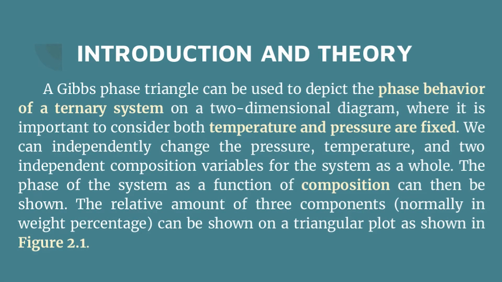For introduction and theory, a Gibbs phase triangle can be used to depict the phase behavior of a ternary system on a 2-dimensional diagram, where it is important to consider that both temperature and pressure are fixed. We can independently change the pressure, temperature, and 2 independent composition variables for the system as a whole. The phase of the system as a function of composition can then be shown. The relative amount of the 3 components, normally in weight percentage, can be shown on the triangular plot as shown in figure 2.1.